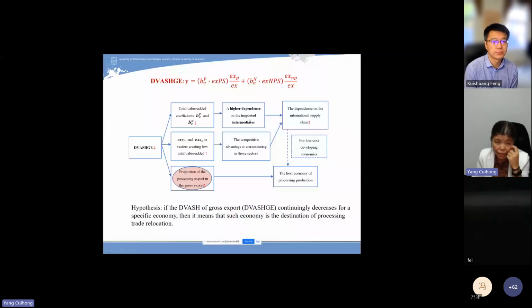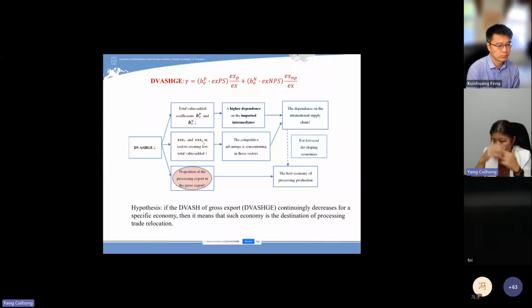And another factor actually is the sector shares within processing export and non-processing export. If the shares across the sectors are creating a lower total value added, it means that the competitive advantage is concentrating on these kinds of sectors. What kind of sectors? The sectors with lower value added.